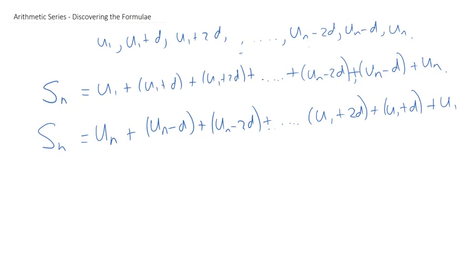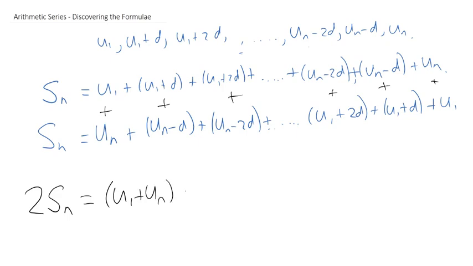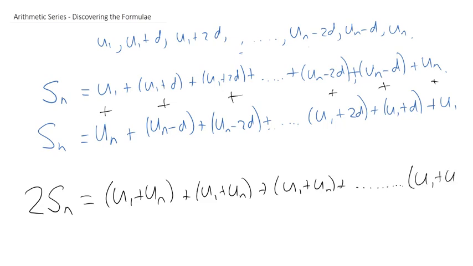So why have I written it like that? Well, because what we could do is add those together. On the left-hand side, I'd have two lots of S of n. But what's quite clever about doing this is that on the right, if I add these two together and these two together and even these ones together, every pair, all of the common differences are going to cancel out. I'm going to have u1 plus un, and another u1 plus un, and another u1 plus un, and so on. So that is what is going to happen when I add those two together. That makes a lot of sense.